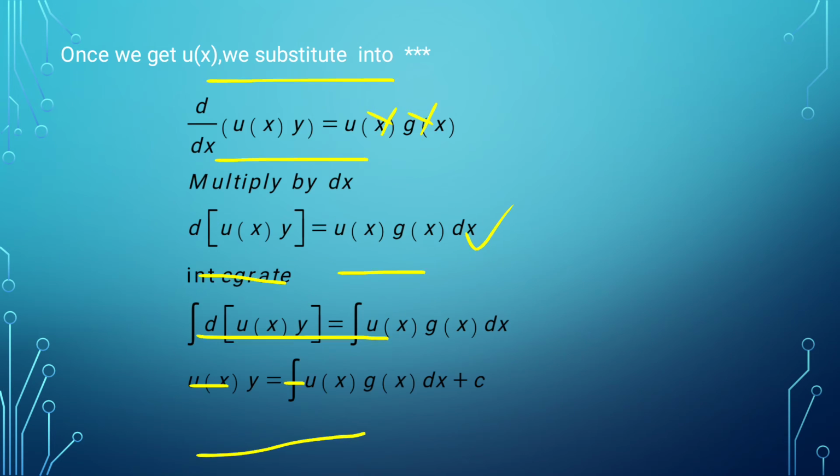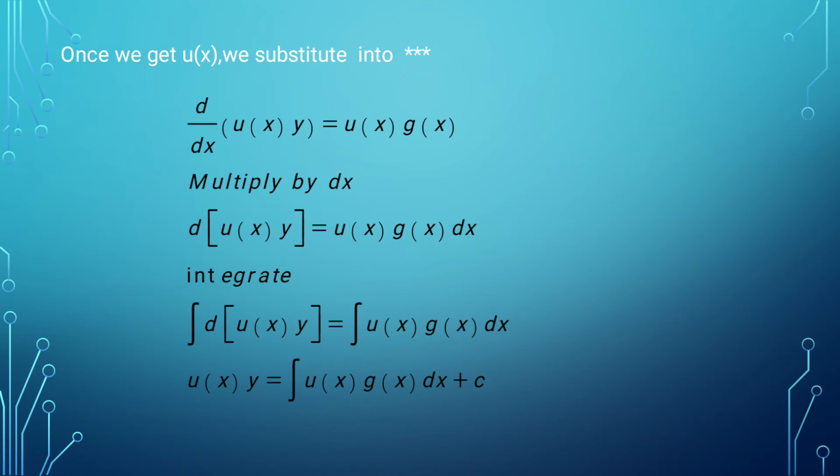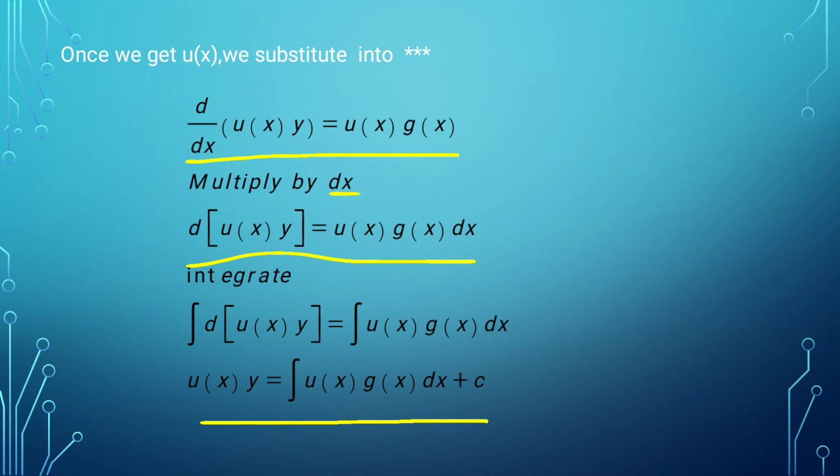Therefore, our u(x) given, substituting back there, you can see we have that, and if we multiply by dx, you'll find that this is true. So we integrate both sides and we get this general solution.